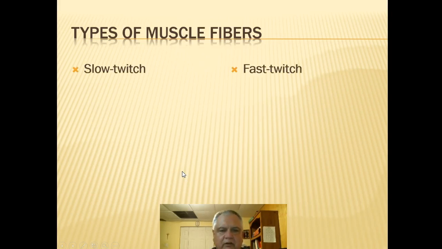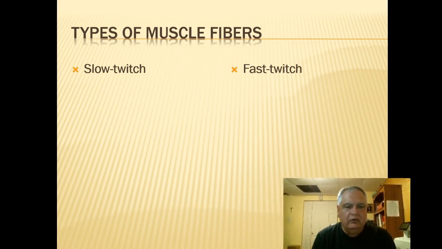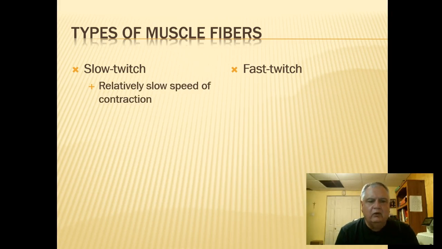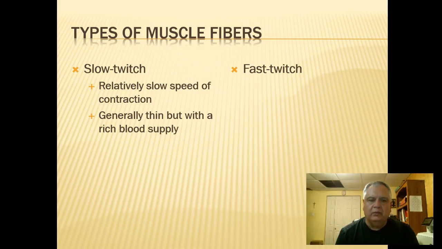Next up, let's talk about types of muscle fibers. So not all muscle fibers are the same. We basically have two general categories of muscle fibers: slow twitch muscle fibers and fast twitch muscle fibers. Slow twitch muscle fibers have a relatively slow speed of contraction. That's where they get their name from. Slow twitch muscle fibers are generally thin, but they do have a very rich blood supply. Because they have a very rich blood supply, they tend to be dark red in coloration, and so they're also known as red fibers.